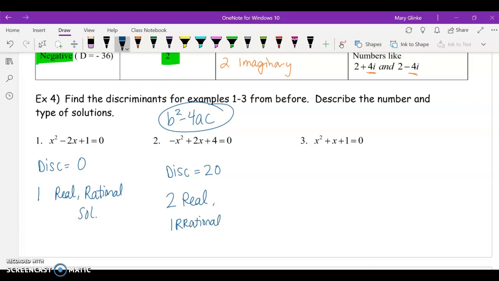And our last one, if you do b squared minus 4ac, our discriminant for that one was -3. We still got 2 solutions, but they were 2 imaginary solutions. So if you are just asked to identify the number and type of solutions, you don't actually need the whole quadratic formula. You can just go straight for b squared minus 4ac.